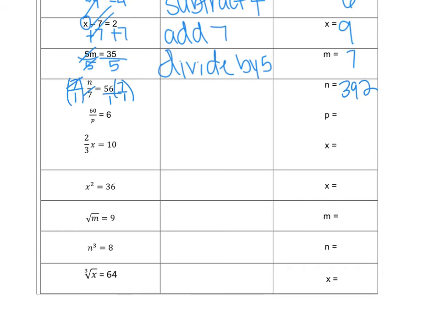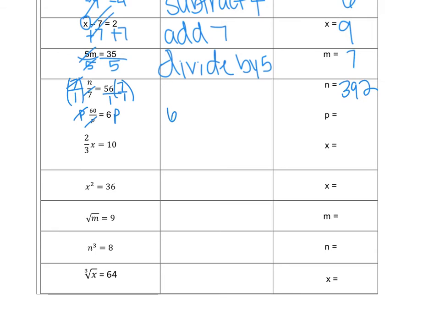Let's look at an example when the variable's in the denominator. This time I have 60 divided by p equals 6. Well, let's just think about it and what would make sense here. 60 divided by some number equals 6. I have to figure out what that number is. So what we would do is just divide 60 divided by 6, but let me show you why algebraically. Because we have p in the denominator, we need to multiply each side by p. So I would have p divided by p is 1, and I would have 60 equals 6p.